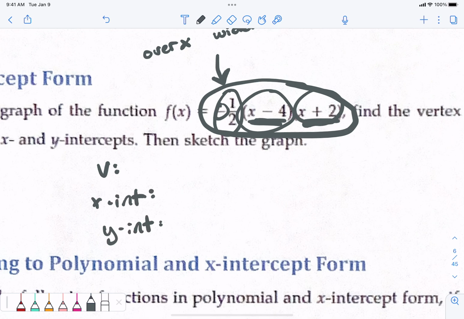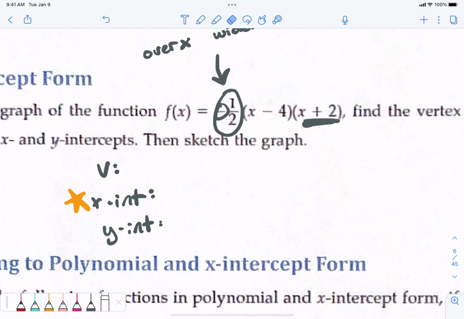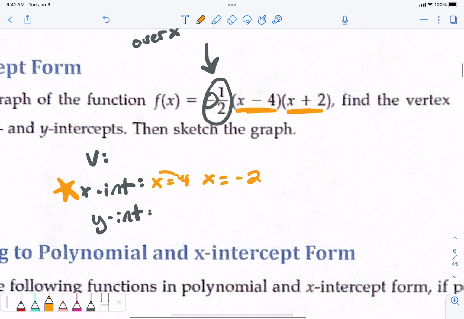All right, let's do the easy one first. This is the easiest to find the x-intercepts for, okay? Because I just set the factored pieces equal to 0. Again, that negative 1/2 is not doing anything. If I set this one equal to 0, x is equal to 4. If I set this one equal to 0, x is equal to -2. Okay, so that's the easiest one to find.